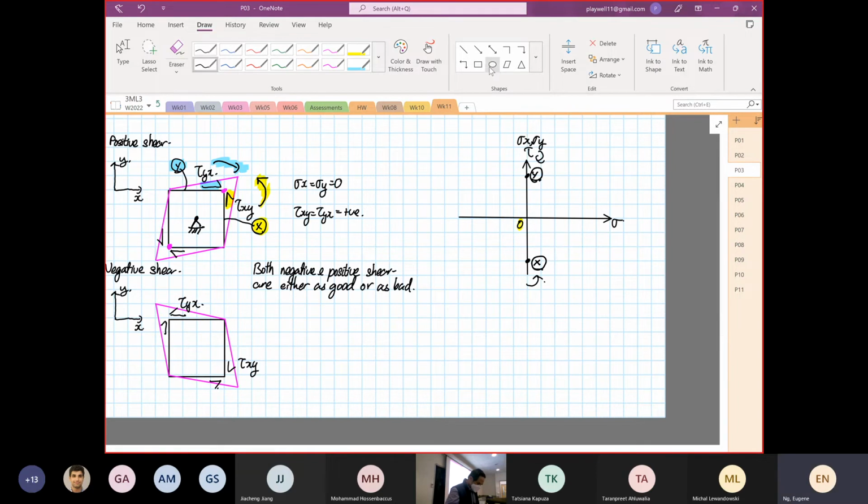Come on. Today the computer is not behaving. You see, it's ridiculous. After I draw so many times, then it appears.